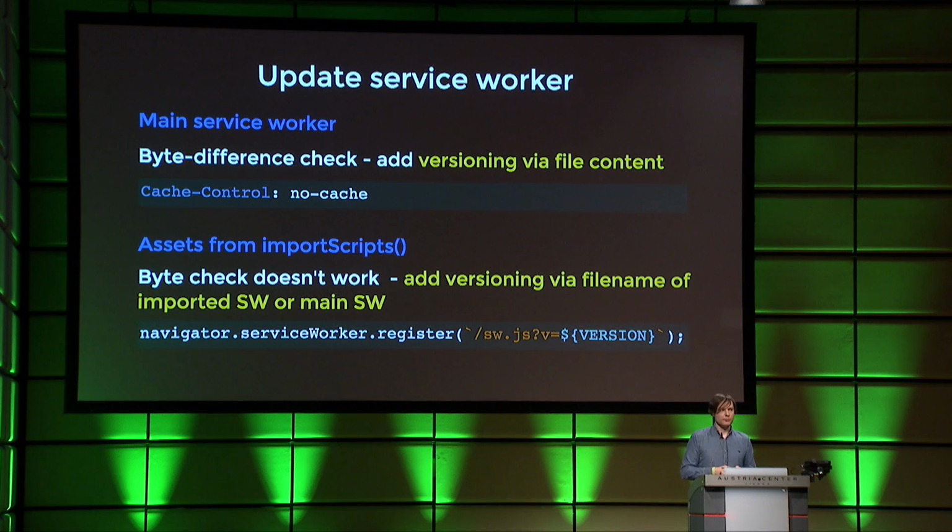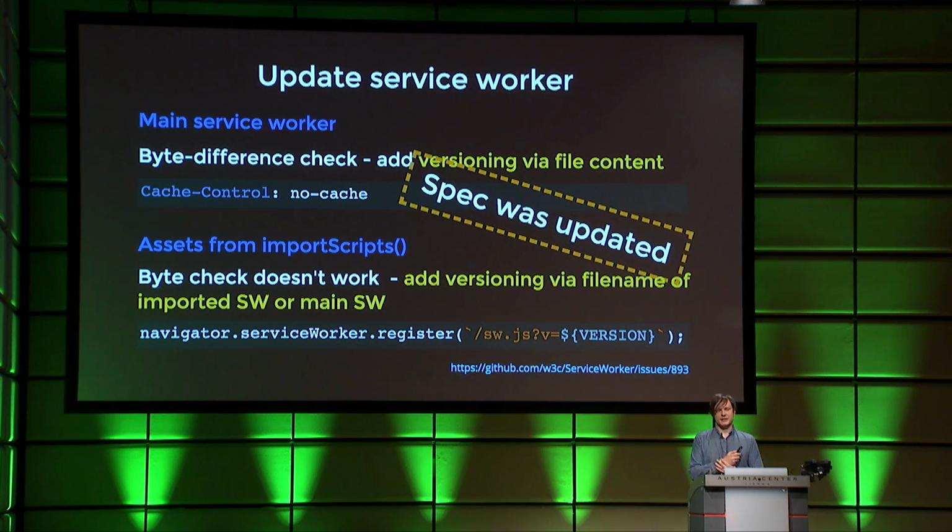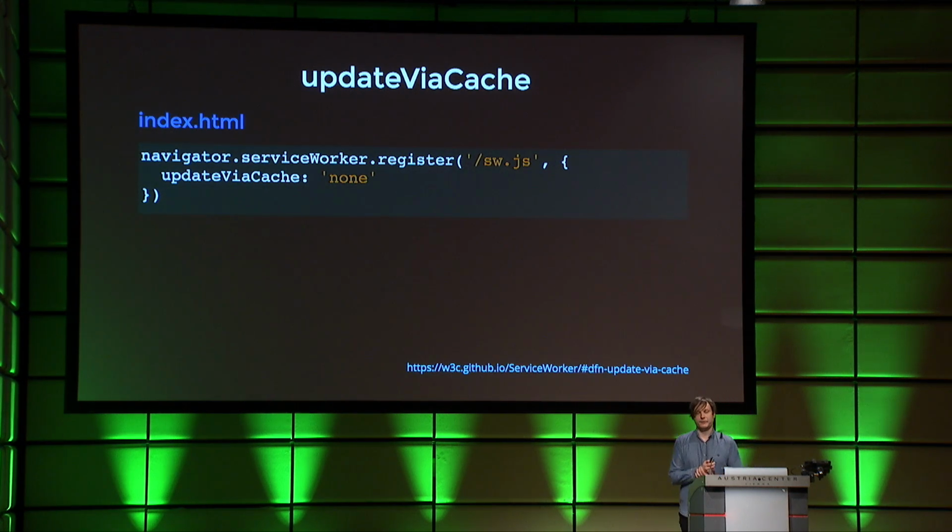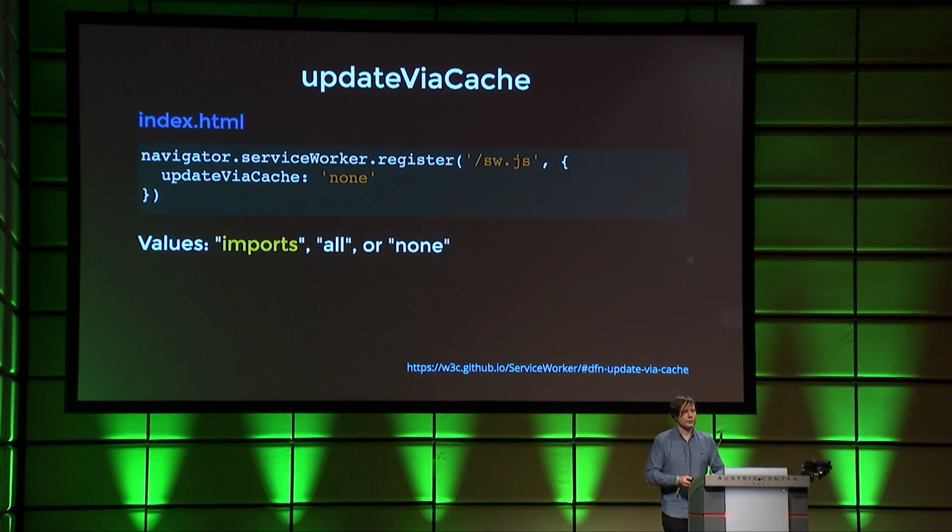What we could do here is change the names of these files we import, or add some hash when we import them. It's quite annoying for us developers, right? Luckily, this specification was changed, and quite soon we'll have a special property which we can pass during registration, called updateViaCache, where we say what we update via cache and what will be updated each time. And the values are imports, which is the default one.